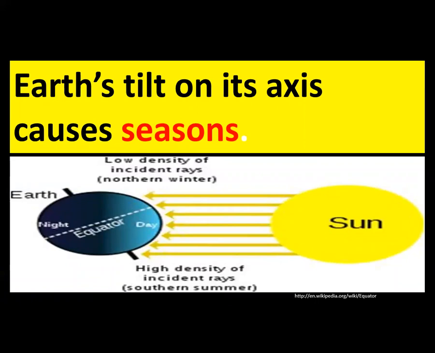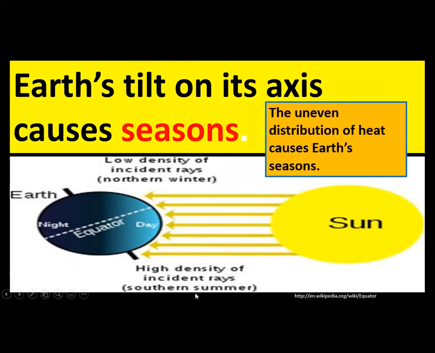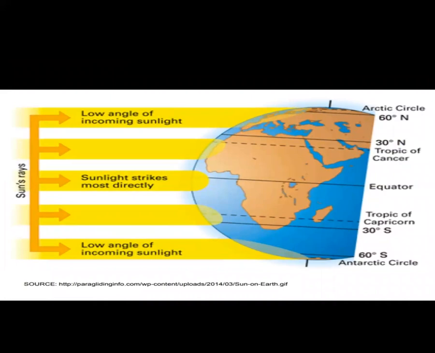And how does that happen? The uneven distribution of heat causes Earth's seasons. How does the uneven distribution of heat happen on Earth? I think I know the answer. It's because Earth is tilted on its axis. If we look at this one, Earth's tilt is at about 23.5 degrees.